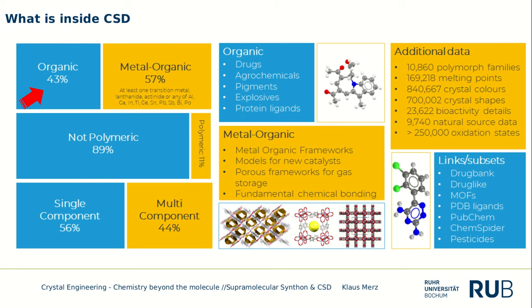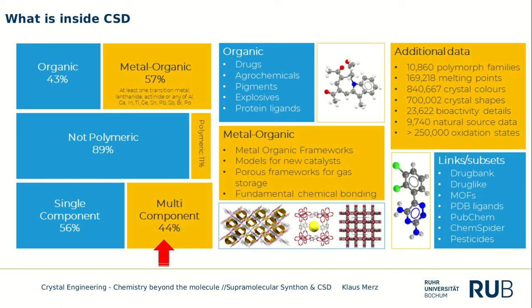From this 1 million crystal structures, more than 30% are organic. And you see the rest, nearly 60%, are metal organic compounds. Nearly 60%, exactly the same as metal organic, are single component. And really amazing, I would say, more than 40% of the structures are multi-component crystals.